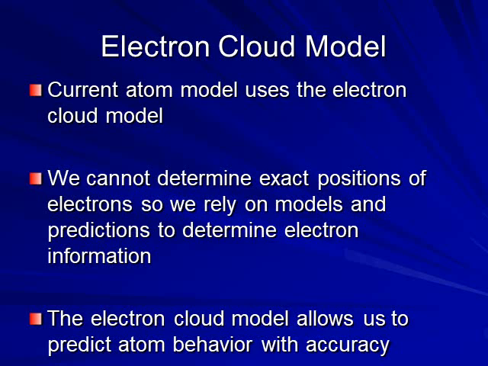Because we cannot determine exact positions of electrons, we rely on models and predictions to determine information about electrons, because they are very hard to measure and very hard to predict. And so we use models to help us with that. The electron cloud model allows us to predict atom behavior with incredible accuracy.